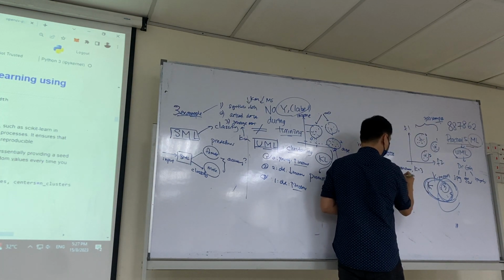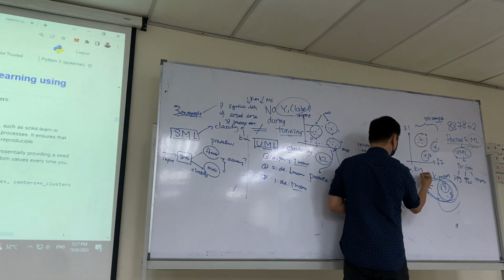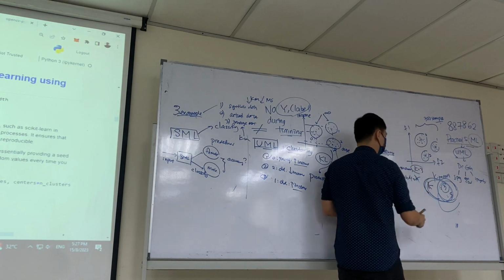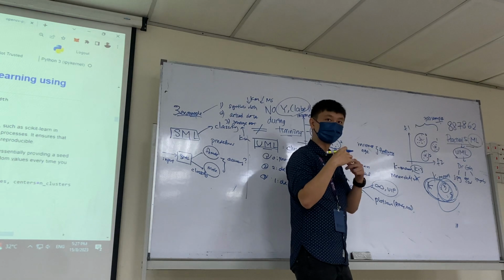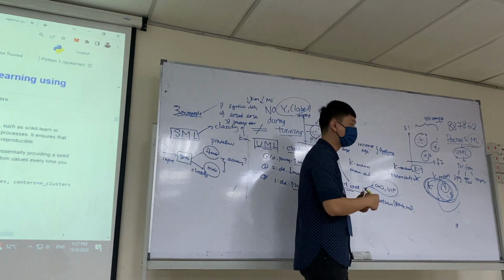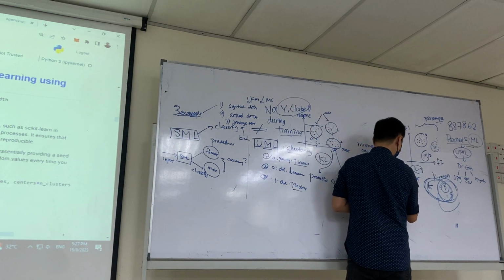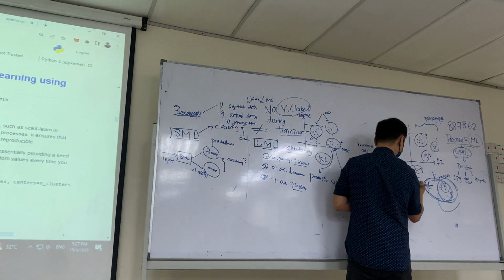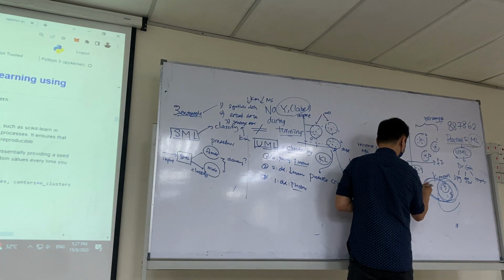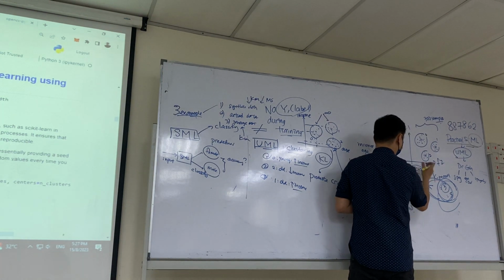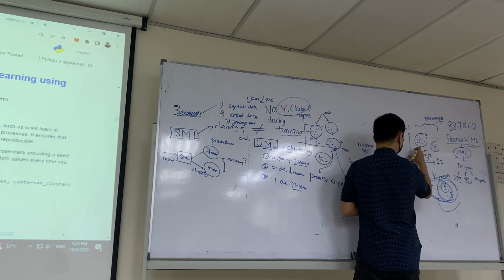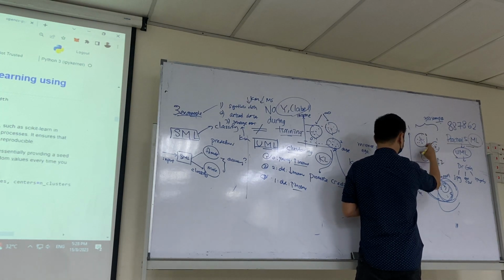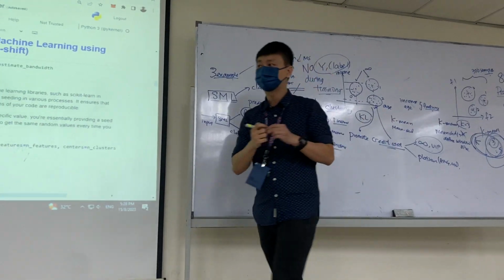Inside the mean shift, we don't set the value of K. The mean shift will automatically find the number of clusters for you, but we have to define the window size. Okay, the window size. This is the window. So you find which area has the highest density. So come back to the code.